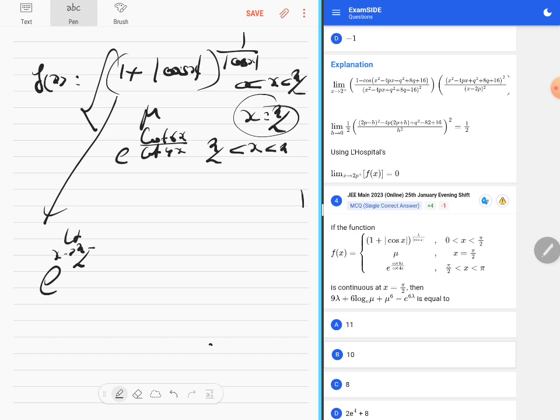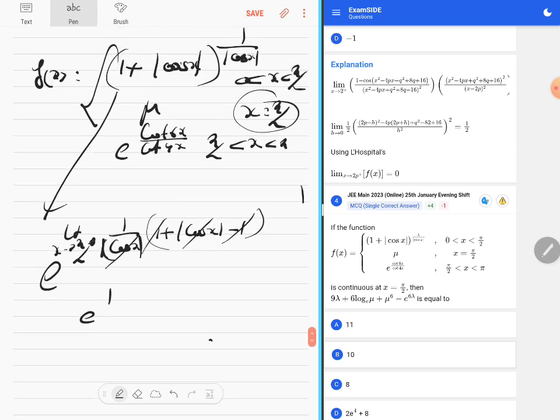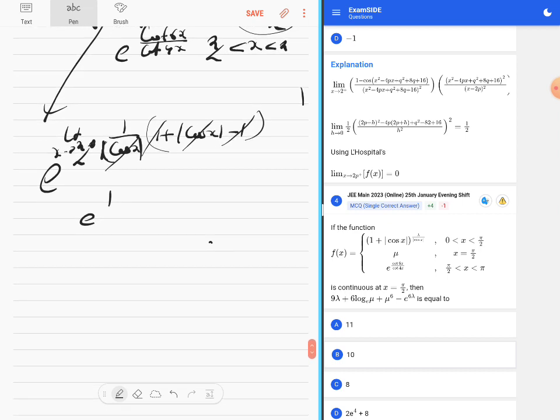For now, let's write pi by 2 and write 1 by cos x, mod cos x is brought forward, 1 plus mod of cos x minus 1. This is the trick, so this and this get cancelled, and mod of cos x and mod of cos x get cancelled, so you have e to the power 1. Okay, so that is the left limit. Let's look at that point. So that is equal to mu at that point.